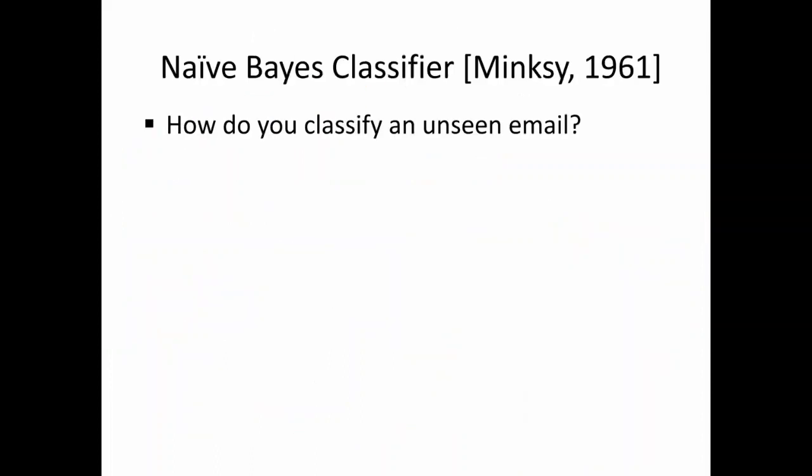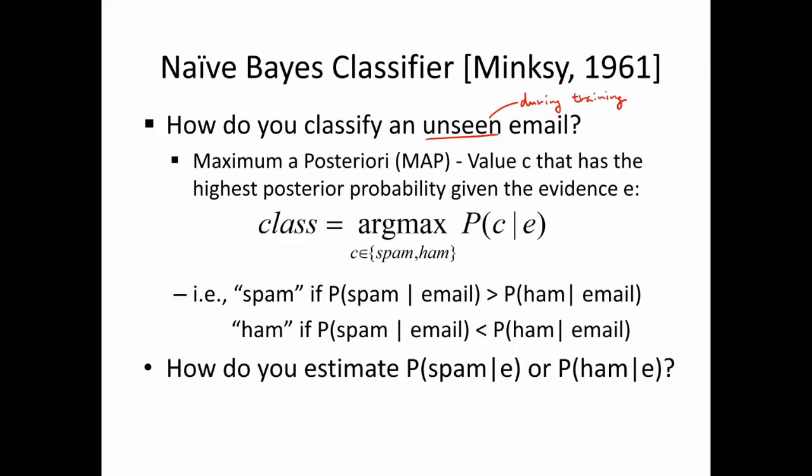The question is, how do you use this Bayesian network to build a classifier? As an example, let's consider the email classification again. So we're trying to decide whether a given email is spam or not spam. And here, unseen just means unseen during training. Well, we compute the probability of the class given the email for every class and pick whichever class has the highest probability. So for example, if the probability of spam given the given email is greater than the probability of it not being a spam given the same email, then we classify it as spam and not spam otherwise.